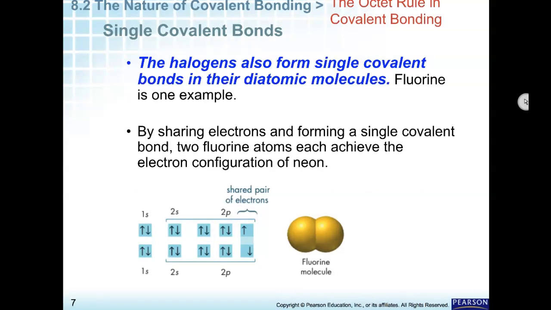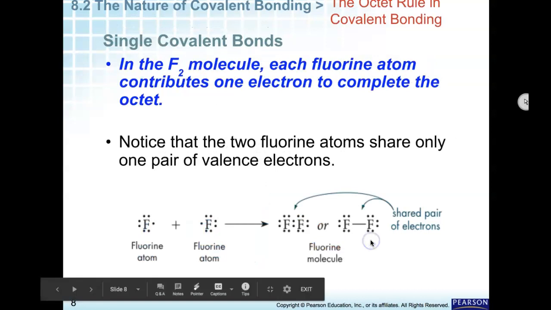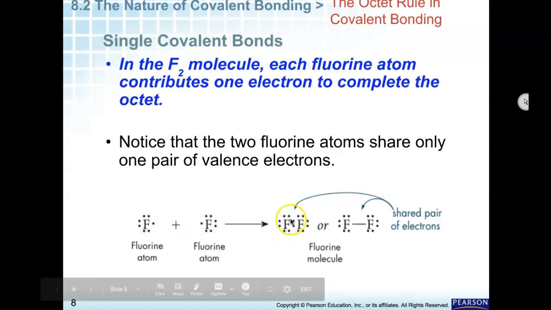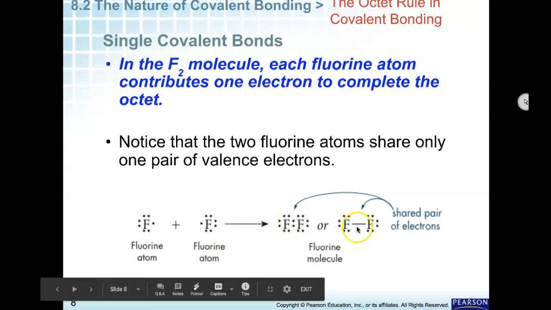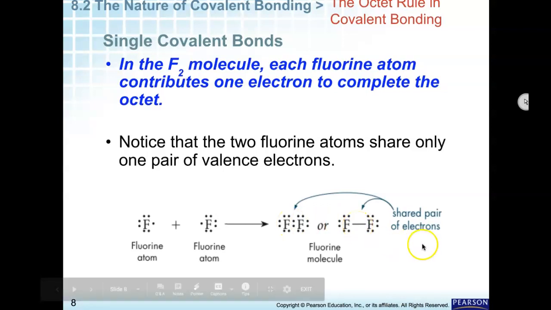Halogens also form single covalent bonds and become diatomic molecules. If you're looking at fluorine, for example, fluorine has 7 valence electrons, and so these two electrons right here love to be shared, and so they form that nice shared covalent bond, single covalent bond.